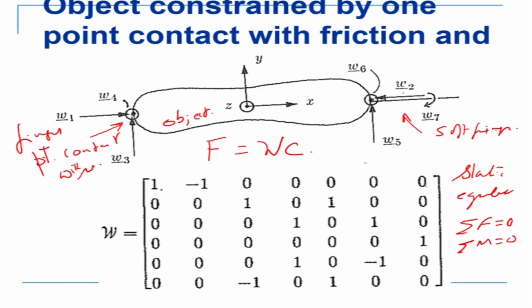Now in soft finger you have 3 forces, 1 moment. Point contact with friction, you have only 3 forces. So when I'm writing this equation, F is equal to W into C, what is the size of this matrix? 1, 2, 3, 4, 5, 6, 7. So it is a 6 into 7 matrix, which is non-square. Okay, so what is the solution of this?